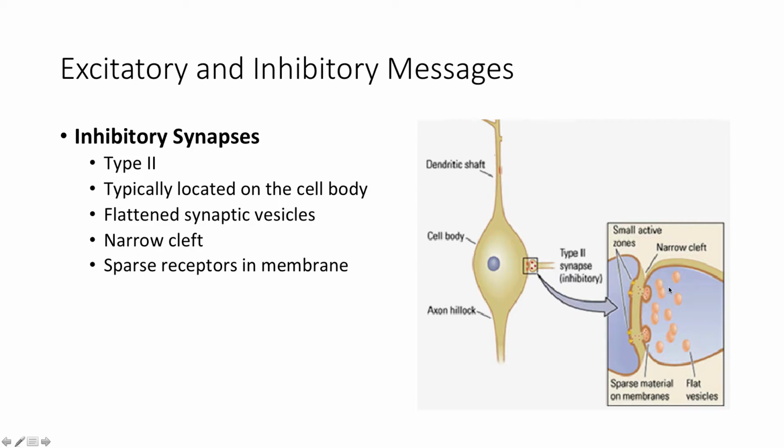So the vesicles in an inhibitory synapse are a little bit more flat, so they're kind of more like pancakey. And the synaptic cleft, which is the area between the 2 cells, is way more narrow, so they're closer together. And lastly, these inhibitory synapses, they have smaller active zones, so they have way less receptors in their membrane. And also you can see that less of the vesicles are fusing, so less neurotransmitters are going to diffuse over to the next cell.